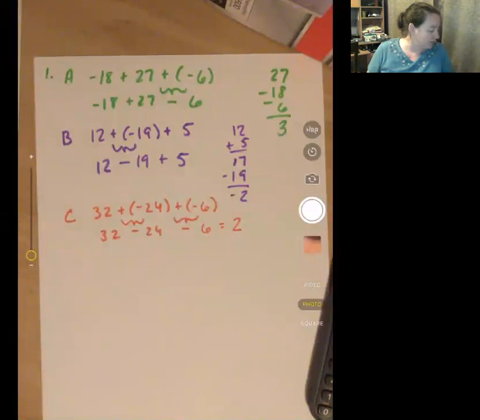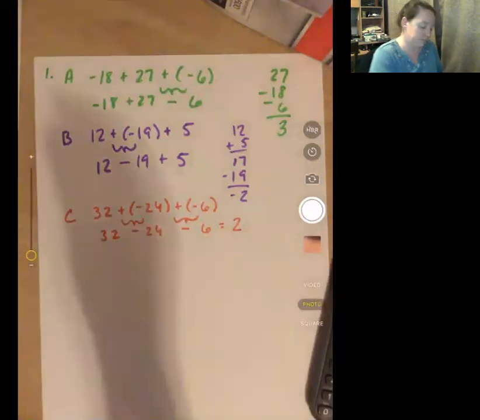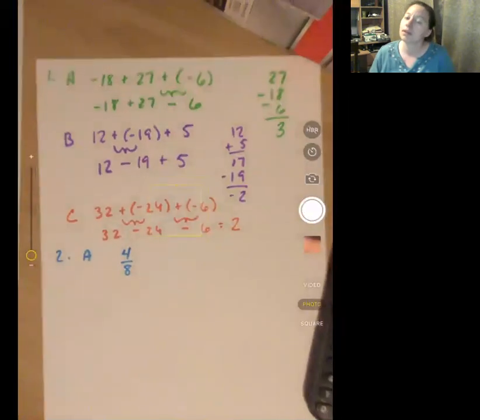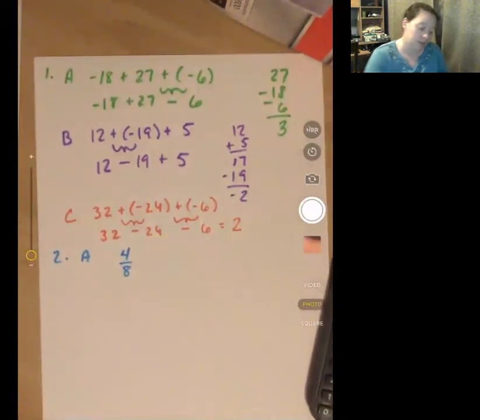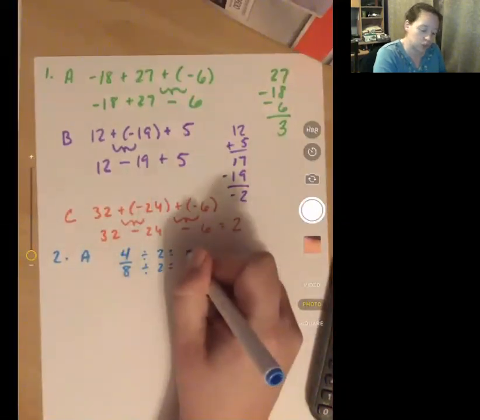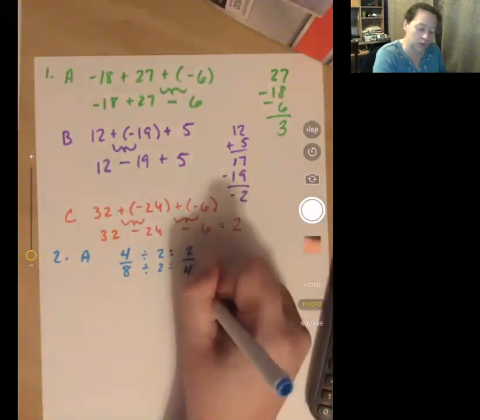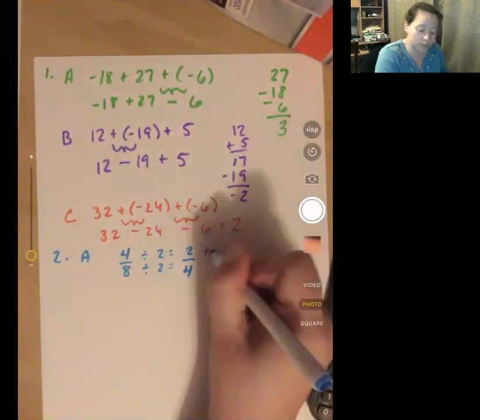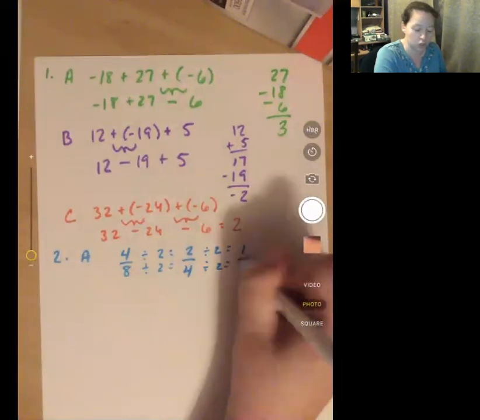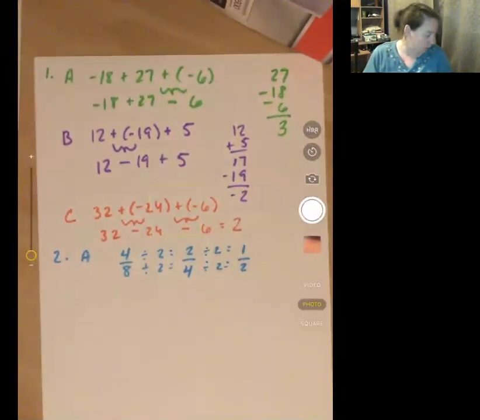Number 2 says the spinner on the right has 8 equal sections as shown. So the probability of landing on an odd number is 1/2. Well, for number 2A, 4 out of the 8 numbers are odd. I can divide out a 2, which gives me 4 divided by 2, which is 2, over 8 divided by 2, which is 4. I can divide out another 2. So I have 2 divided by 2, which is 1, and 4 divided by 2, which is 2, which takes me to 1/2, which is what A was saying that it would be.